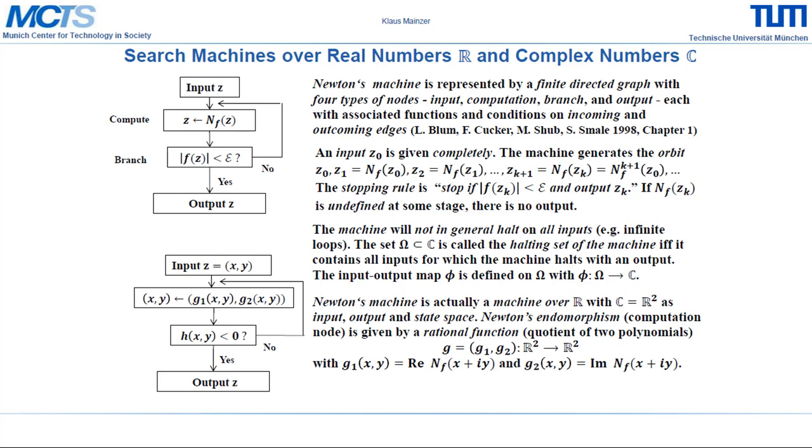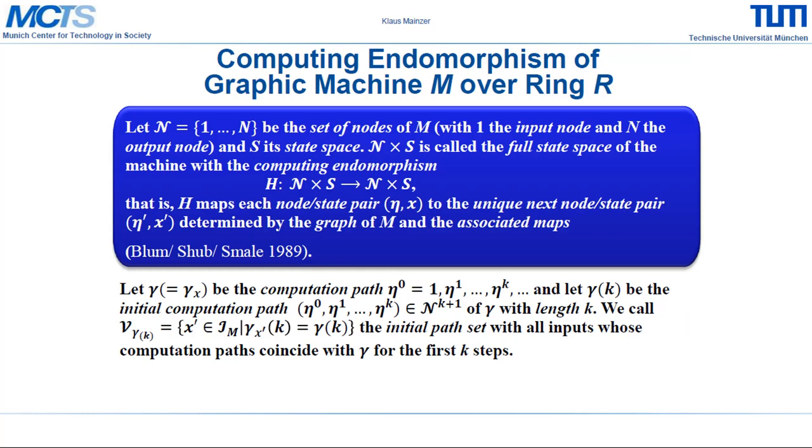For example, here the machine generates an orbit by Newton's endomorphism, which I mentioned before. A stopping or halting condition is given, and halting sets can be defined. Newton's endomorphism is given here by a rational function, a quotient of two polynomials. And this concept can be generalized. I have not the time here to go into details, by a graphic machine over a ring in general.